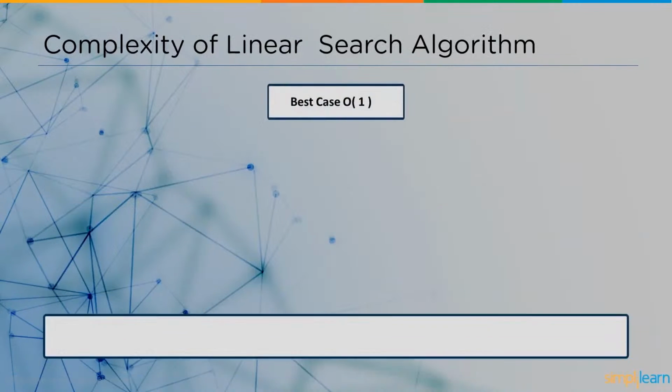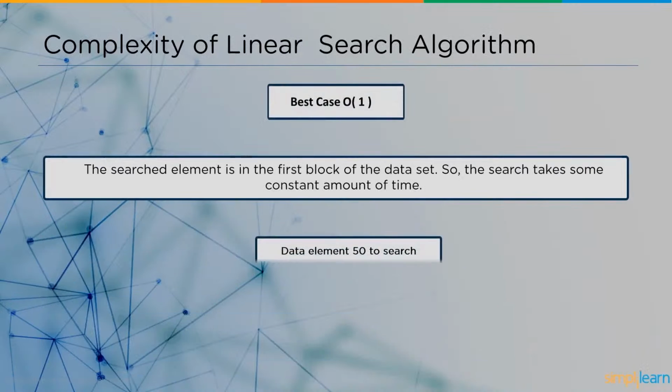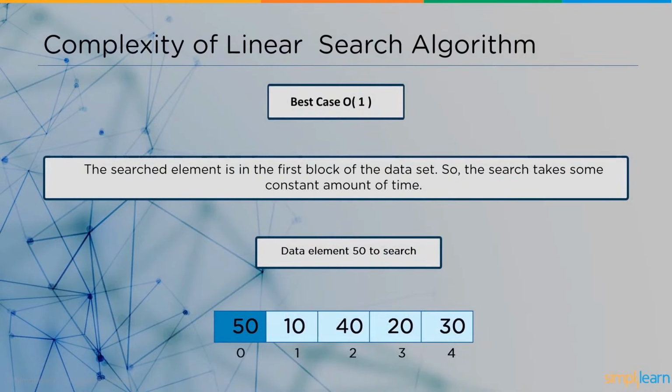First, we have the best case, which is big O of 1. The best case scenario happens when the searched element is found in the dataset's first block. As a result, the search takes a constant amount of time. Here is an example of an array with 50, 10, 40, 20, 30 as the elements. Now, our search element is 50, which is located in the first location of the array.